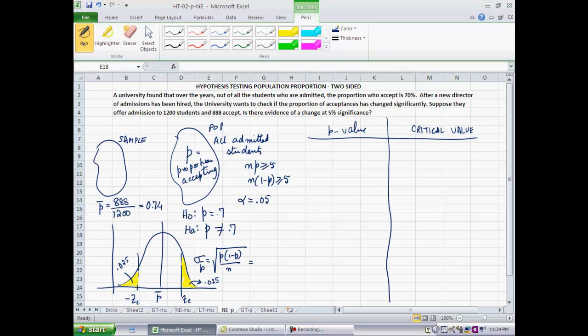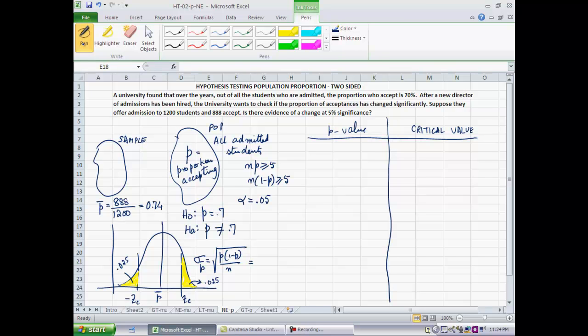So that's my null and alternate hypothesis. Notice that the alternate hypothesis is a two-sided test. In other words, I could end up rejecting the null either if P is significantly higher than 0.7 or if P is significantly lower than 0.7. That's why this is a two-sided hypothesis test.